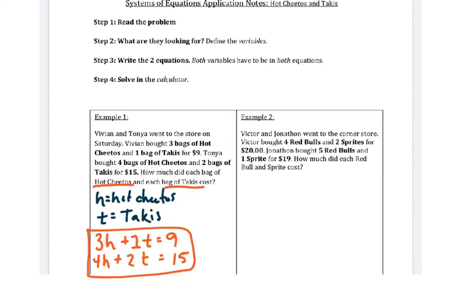So if you do it correctly in your calculator, it's going to tell you 1.5, comma, 4.5. So that is technically our answer.